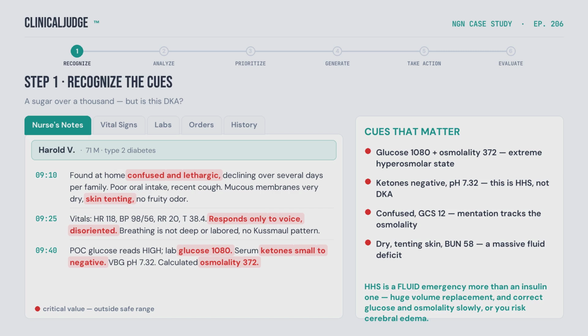Here are the cues that count. First, the extreme numbers, a glucose of 1080 and an osmolality of 372, blood turned thick and concentrated. Second, the discriminators, negative ketones and a near normal pH, which tell you this is the hyperosmolar state and not ketoacidosis. Third, the altered mental status, confusion that mirrors just how hyperosmolar he is. And fourth, the signs of a massive fluid deficit, the tenting skin, the low pressure, the high blood urea nitrogen. Put them together and the lesson is clear. This is above all a fluid emergency, and the correction must be slow and careful.